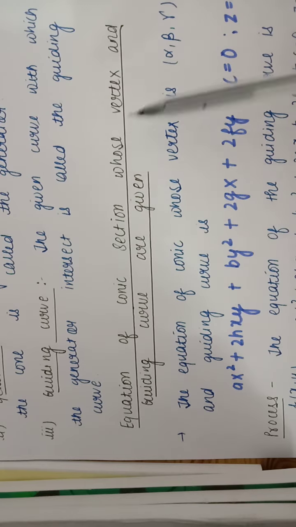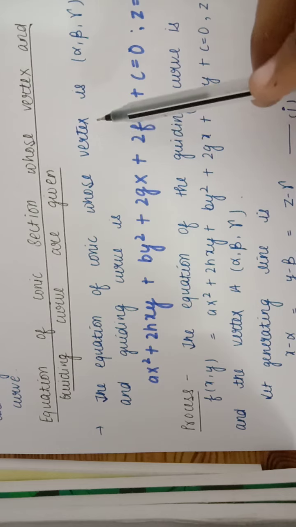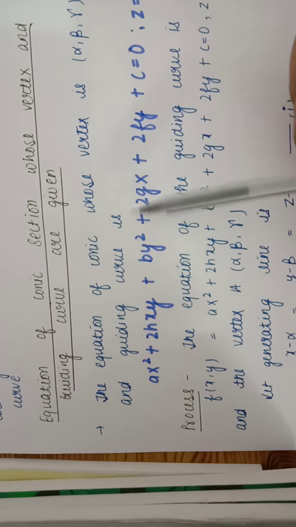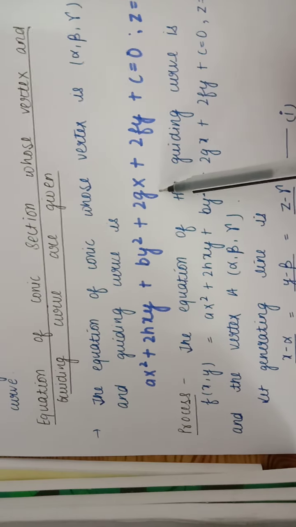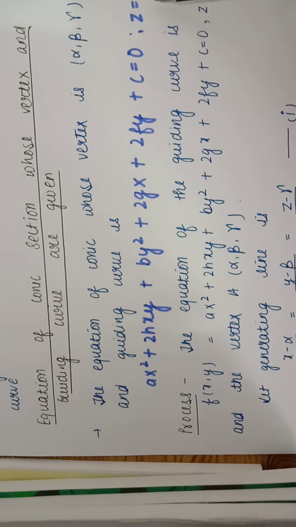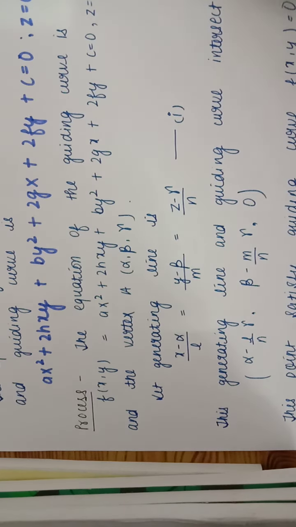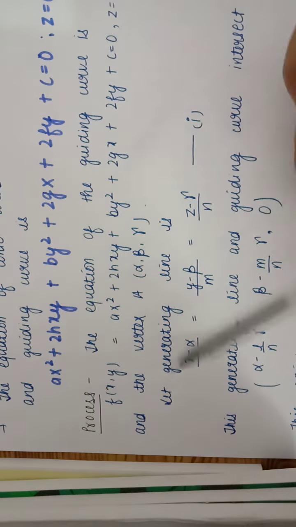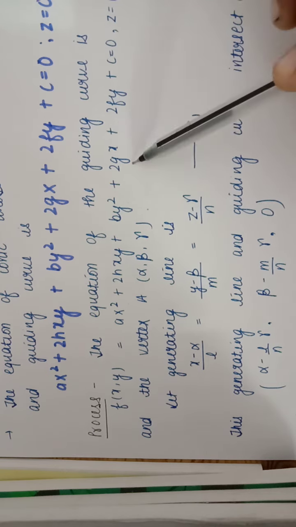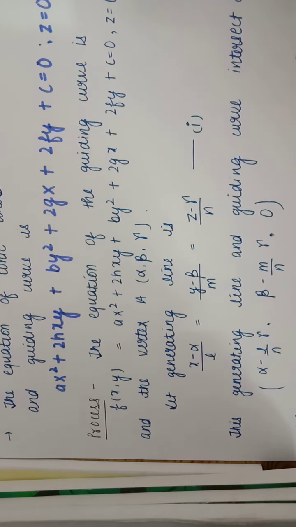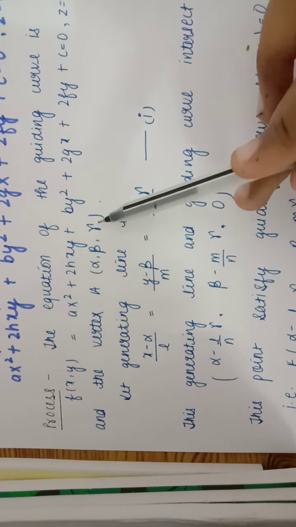Equation of a cone whose vertex and guiding curve are given. The equation of the cone whose vertex is (alpha, beta, gamma) and guiding curve is ax² + 2hxy + by² + 2gx + 2fy + c = 0, and z is also equal to 0. The process is: the equation of the guiding curve is f(x, y) = ax² + 2hxy + by² + 2gx + 2fy + c = 0, and z = 0, and the vertex A is (alpha, beta, gamma).